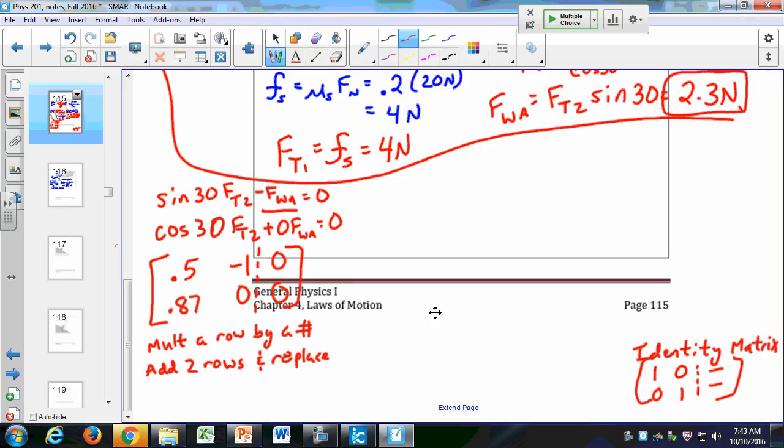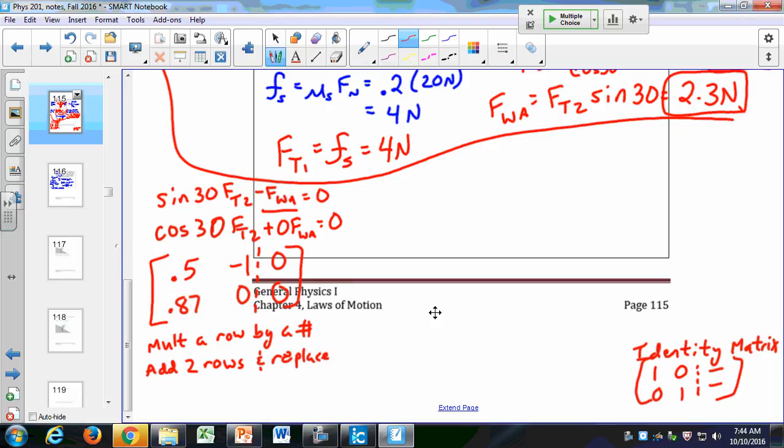Let's say first I want to look at this row, and I want to make it more in the form of the identity matrix. I'm going to do a couple things. First, I'm going to take this row, I'm going to move it up here, and then I'm going to do what to this row in order to put it in the form of my identity matrix? What will I do to it? Remember, I can multiply or divide rows by a number. So what would I do to this row in order to make it more in the form of an identity?